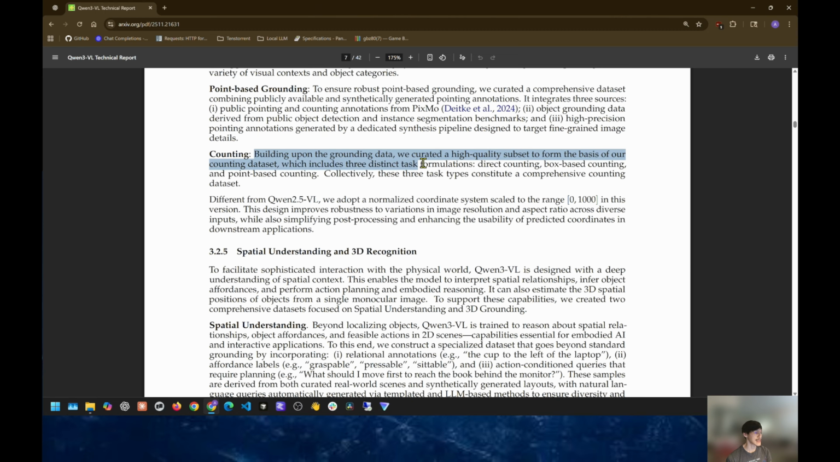Building upon the grounding data, we curated a high-quality subset to form the basis of our counting dataset, which includes three distinct task formulations: direct counting, box-based counting, and point-based counting. Collectively, these three task types constitute a comprehensive counting dataset.